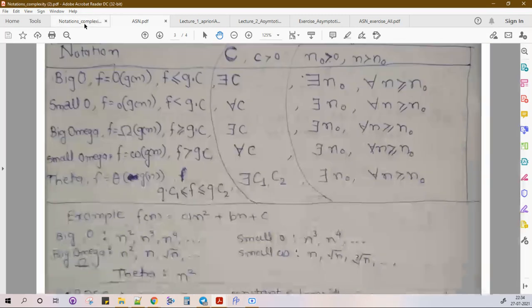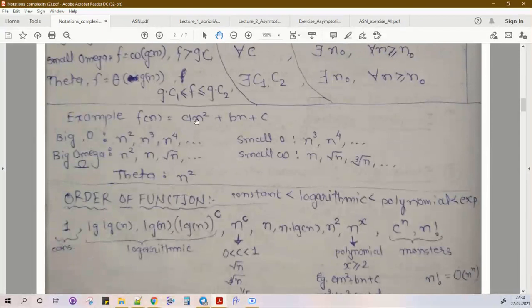Okay, and if you have, let's say, a second degree polynomial, then your big O can be n square, n cube, n4, anything. But your small o cannot be n square. It can be greater than 2 only. It can be n to the power 2.1, n to the power 2.2, right? Or n cube, n4, n5. It cannot be n square, right? Because it is a proper upper bound, right?